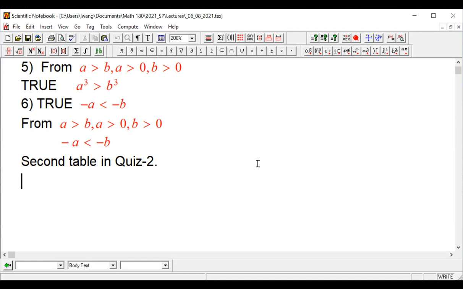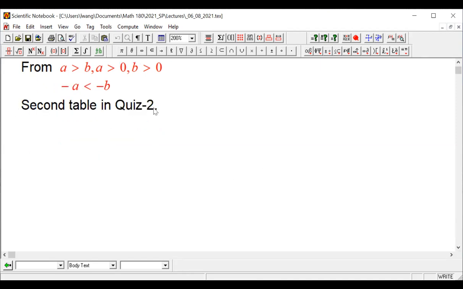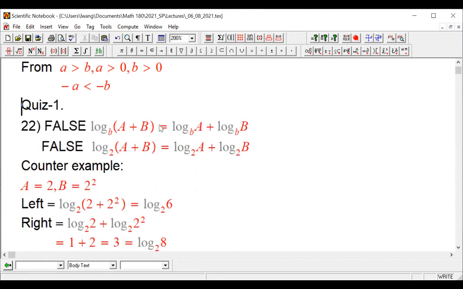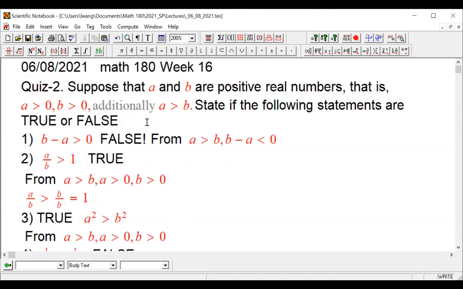Okay, second table in quiz number 2. Okay. Now, I'm going to bring this to the top. So we did quiz number 1. We did the first table in quiz number 2. And let's look at the second one.